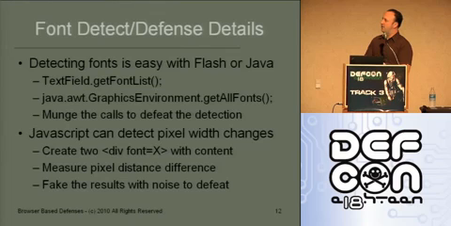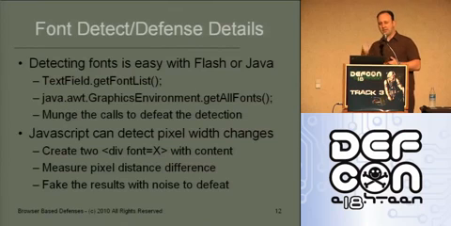Some technical details on it. We can use a couple of ways here to detect some fonts. Defeating it, well, we can munge those calls. We can go through and just break the call so that it doesn't answer correctly, doesn't even call it correctly. Or we could even catch the response and make it lie. And there's actually an example at the end in a screenshot of how we can do that.